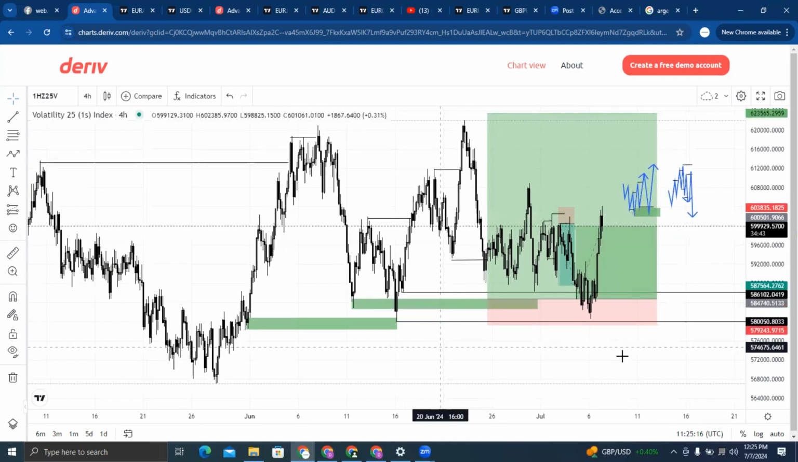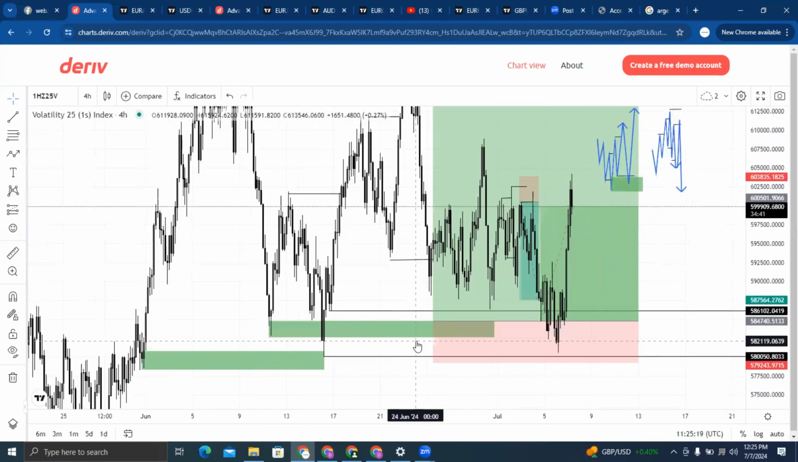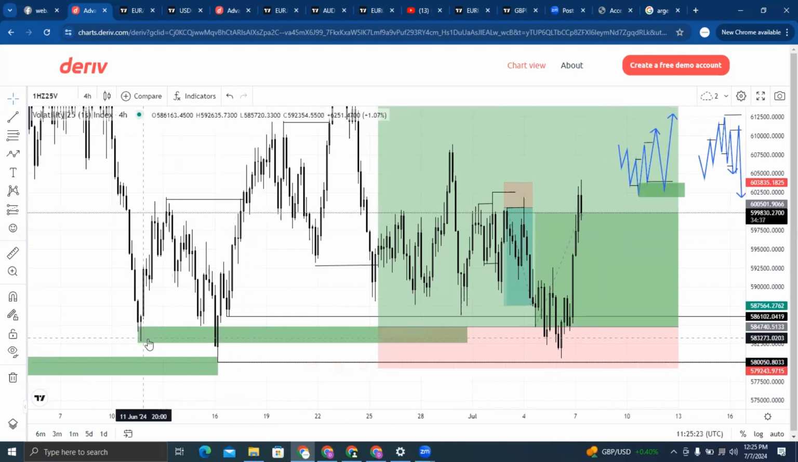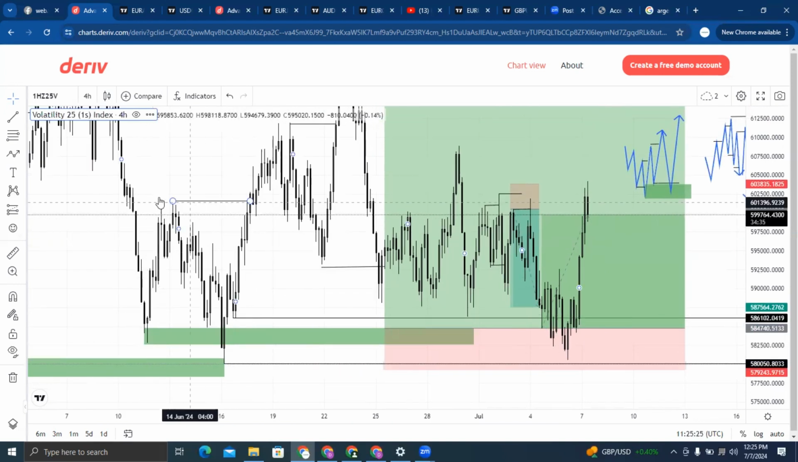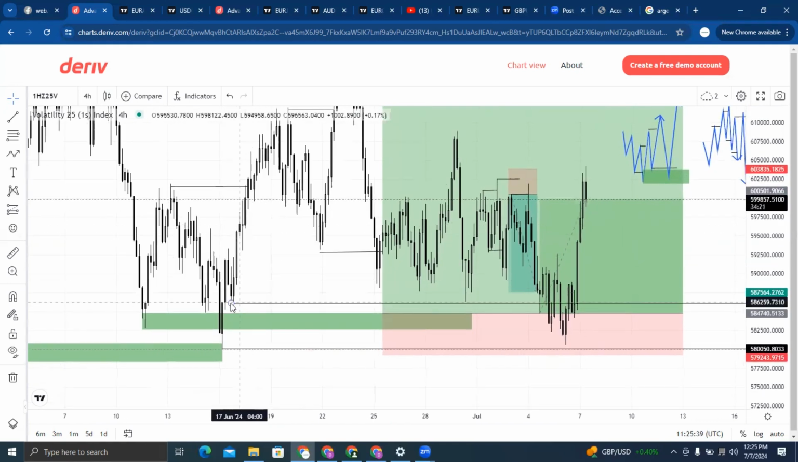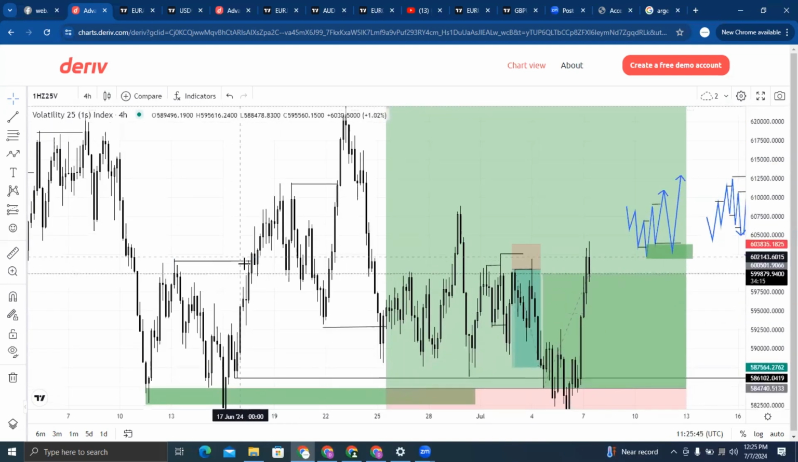Let me make my chart bolder so that you can see. Before it broke structure here, you can see this liquidity sweep, and it created this inducement. Any other pullback you see within here before it broke structure is called an inducement. So price created this inducement before breaking structure.